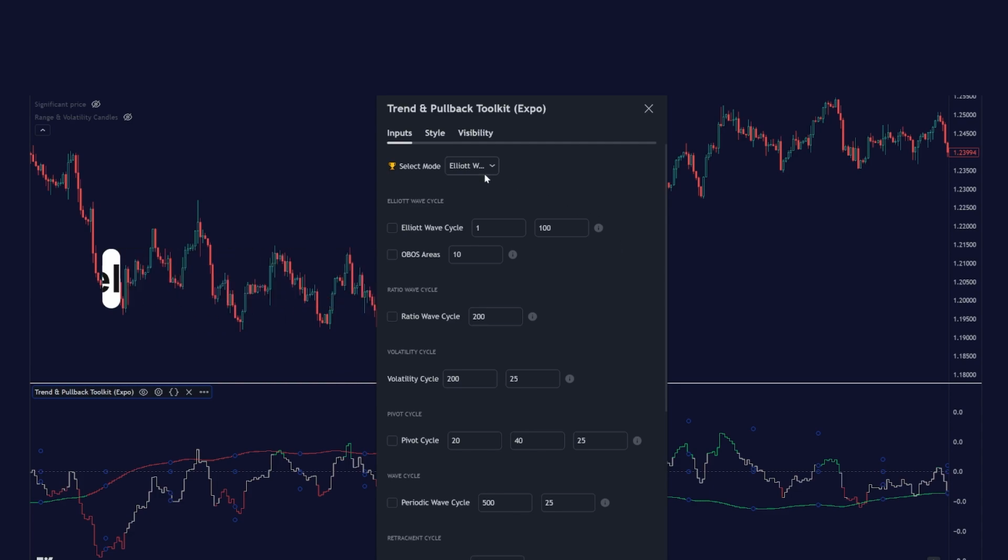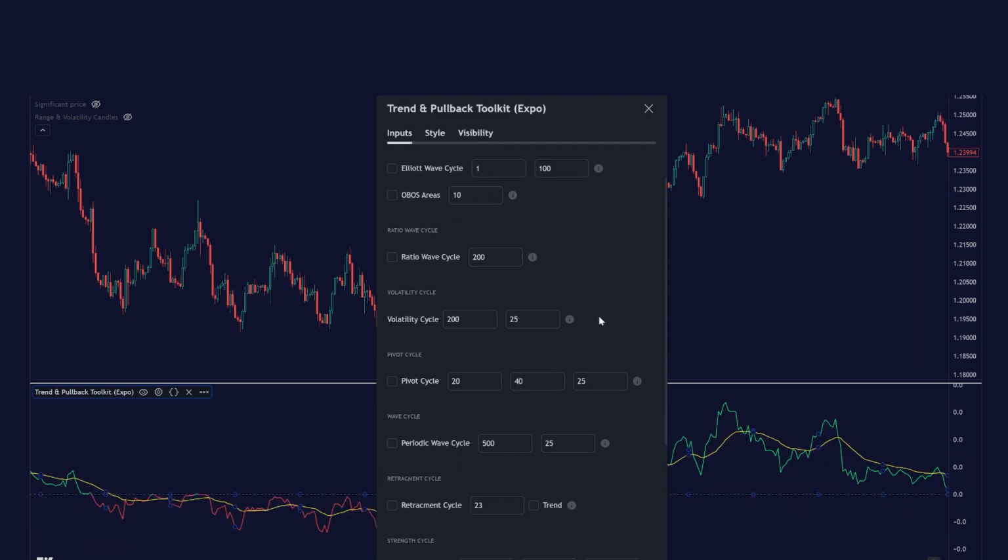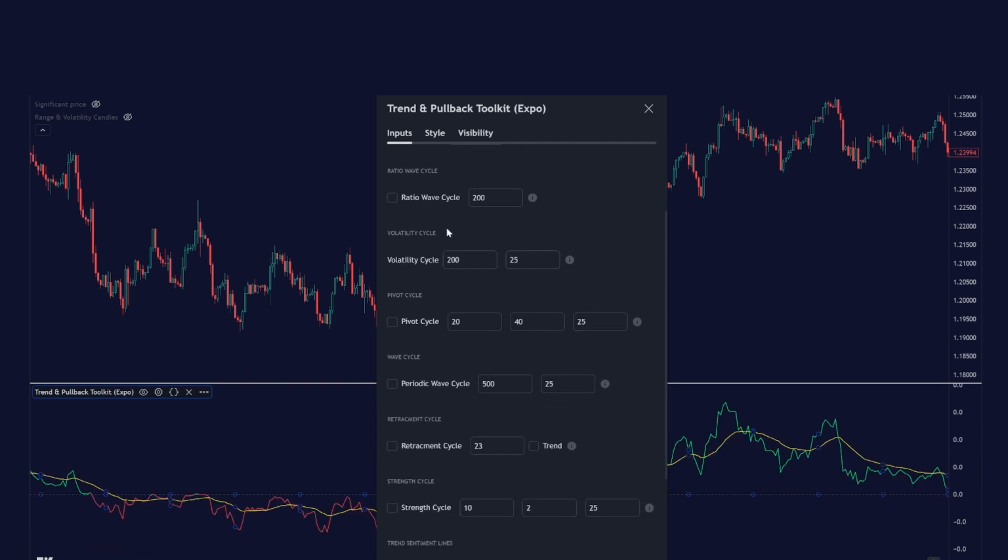Okay, let's have a look at how the settings panel works. The main thing is that you have to select the cycle you want to use. So if you have selected the wave cycle, you go down to the section where it says Elliott wave cycle, and you can adjust the settings for this particular cycle. For instance, if you select the volatility cycle, you scroll down in the settings panel, and under the section volatility cycle, you can adjust the settings for this particular cycle.